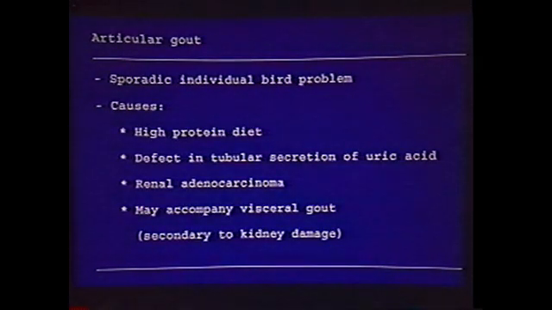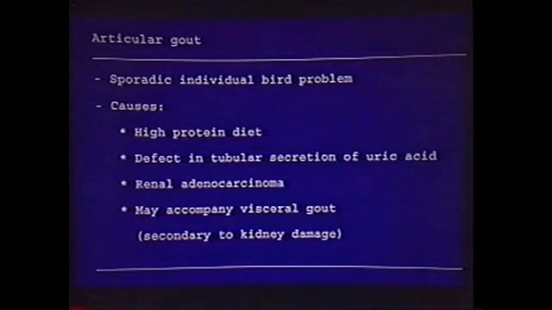Articular gout is a sporadic individual problem, but believe it or not, in this case I just showed you, it was an outbreak. A good number of the birds were affected. That was a calcium problem, a miscalculation, or a mistake in the feed mill that caused that problem. Too much calcium in the feed.